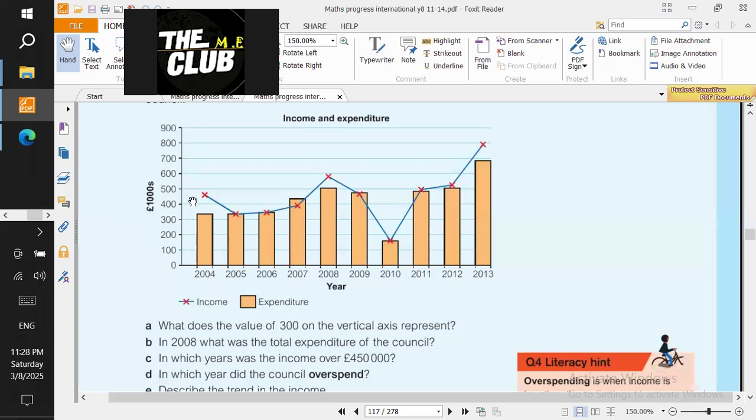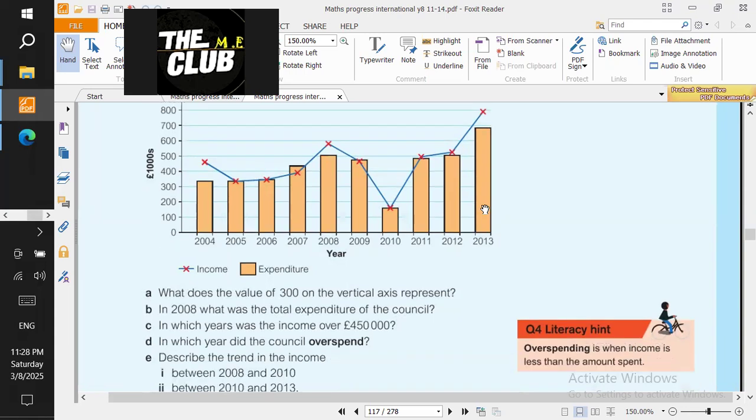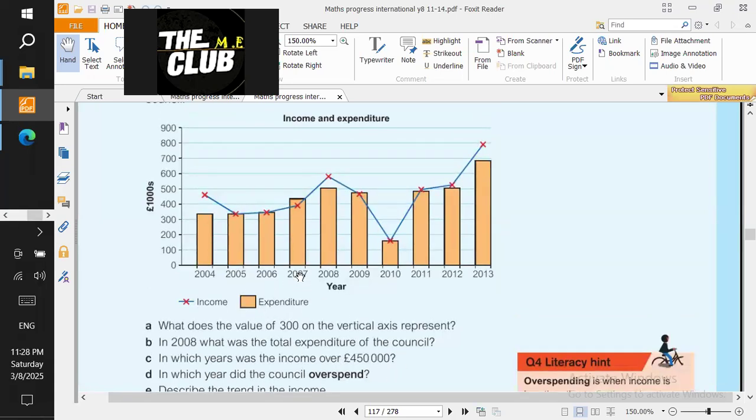And then in which year was the income over 450,000? 450 is here. We need an income over that, which looks like this one, 2004. This one, which is 2008. These, 2011 and 2012, and this one, which is 2013. These are the years that have an income over 450,000. In which year did the council overspend? Overspend means, as we said, the expenditure is more than the income, which is here in 2007. They spent more than the income.